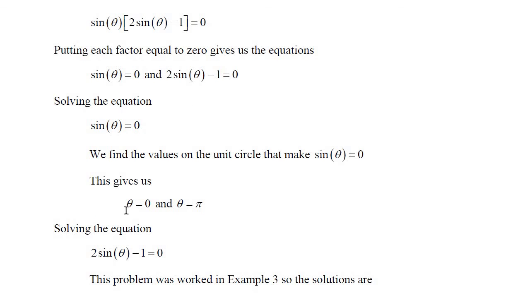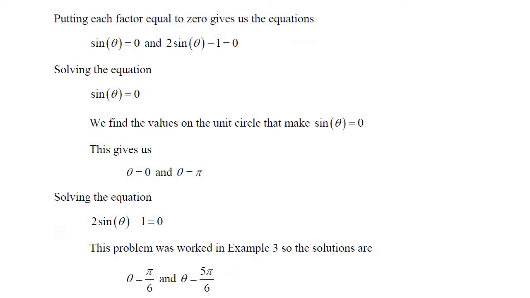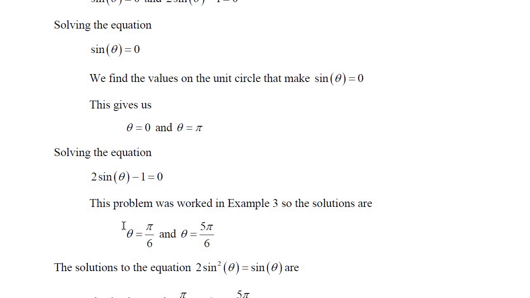I now need to solve this other equation. 2 sine theta minus 1 is equal to 0. Now this is the problem that we worked in example 3. So in example 3 we got the following two solutions. Theta is equal to pi over 6 and theta is equal to 5 pi over 6.